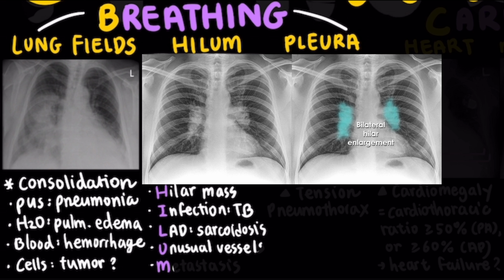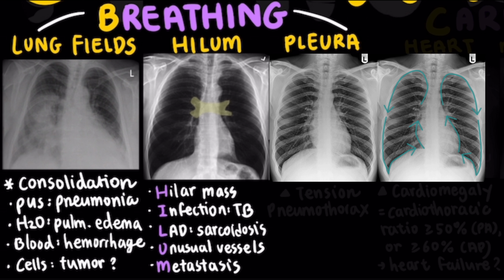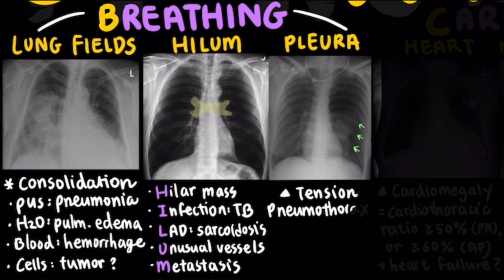U stands for unusual vessels, like in pulmonary hypertension where the pulmonary arteries are abnormally dilated. And M stands for metastasis. Cancers from breast, colon, or kidney can spread to the hilar region. Now let's check the pleura, the lining around each lung. It's usually visible unless there's something abnormal like air or fluid. In a tension pneumothorax, look for a visible pleural line with no lung markings beyond it.